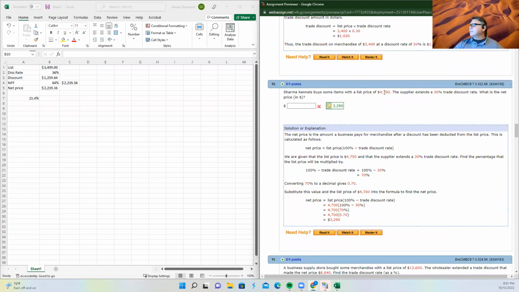Once again, $4,700. Our trade discount rate is 30%, which means our net price factor is 70%. So I can either take this times the 30% and subtract it from here, or I can multiply this number by 0.7, and I'm going to get the same answer.